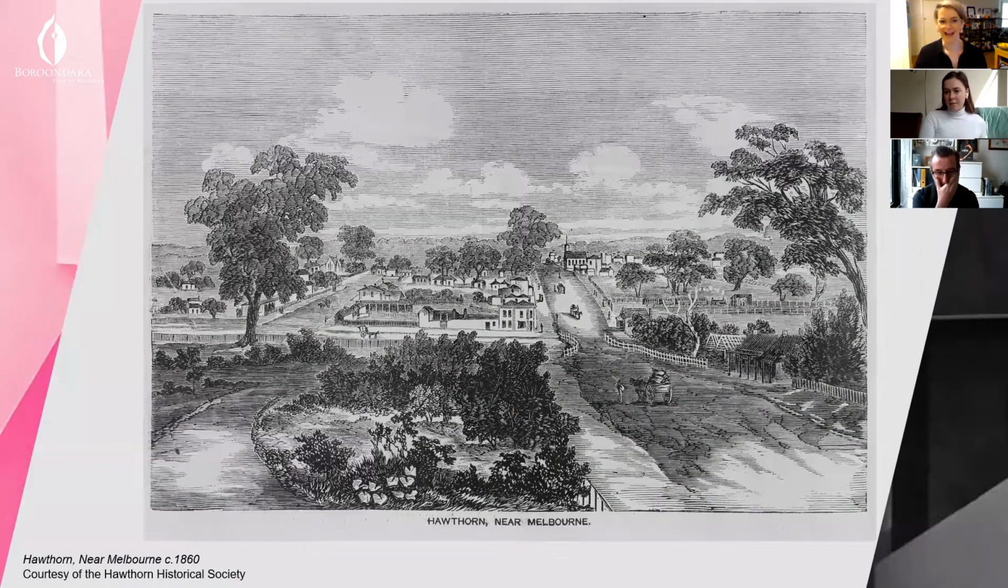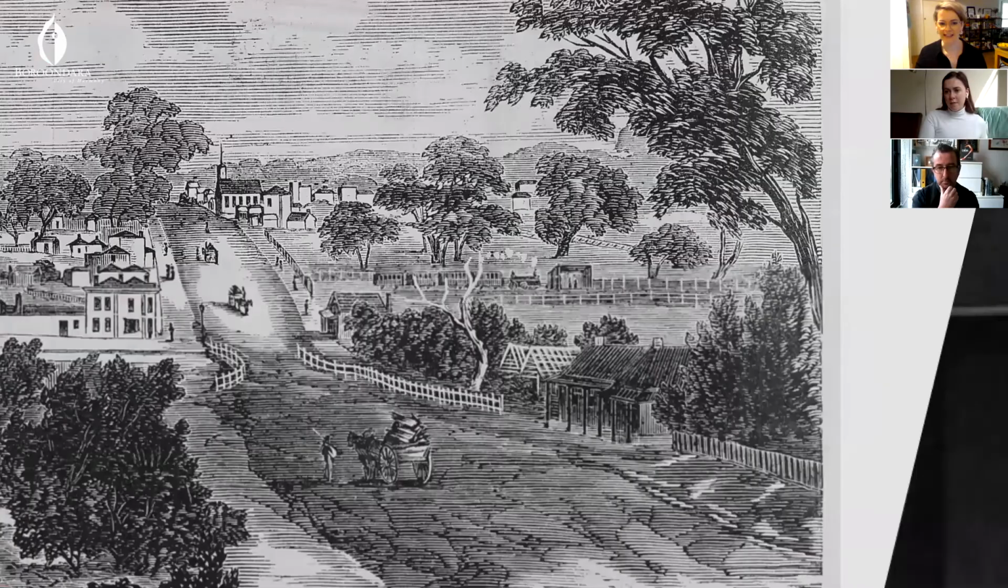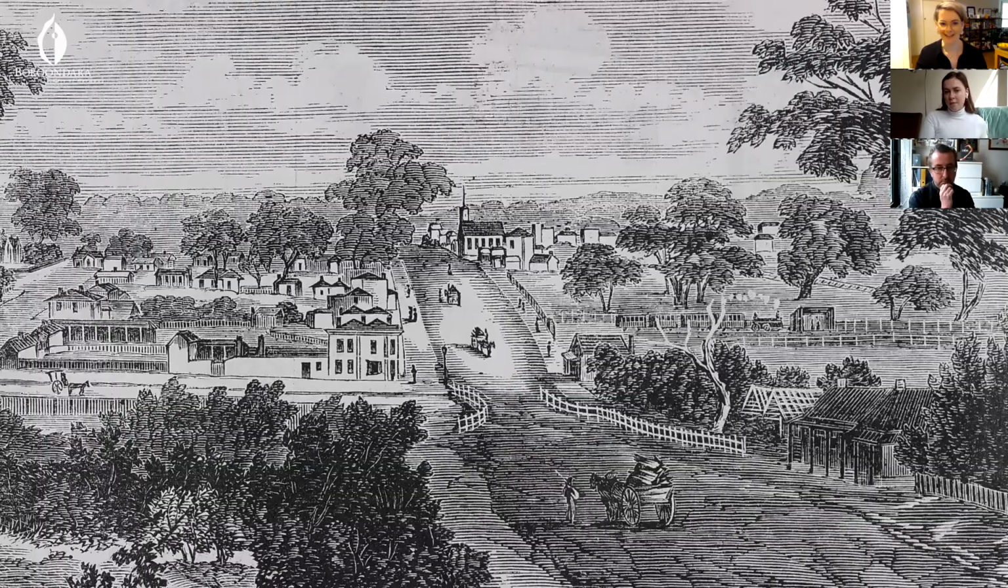came to Hawthorn. And so this image here is an image looking from Richmond towards Hawthorn. And if you can see here, there's a little train just there. So that's the Hawthorn train station as we see now. And in the background, we can see what is towards Glenferrie and Burwood Road.